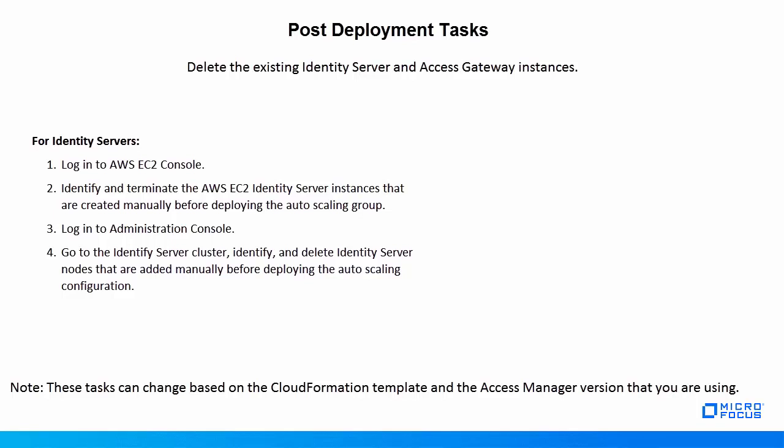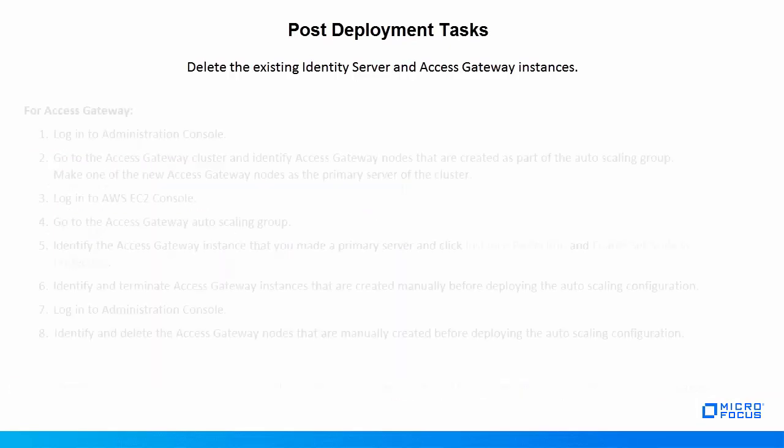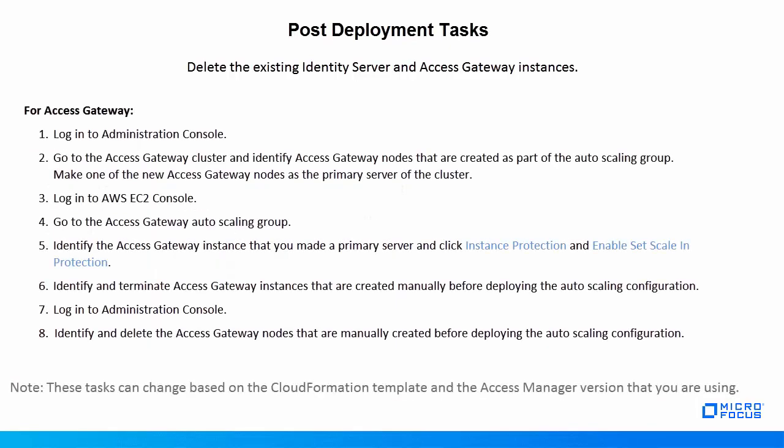Log into Administration console, go to the Identity Server cluster, identify and delete identity server nodes that are added manually before deploying the autoscaling configuration. For Access Gateway, log into Administration console, go to the Access Gateway cluster and identify Access Gateway nodes that are created as part of the autoscaling group. Make one of the new Access Gateway nodes as the primary server of the cluster.